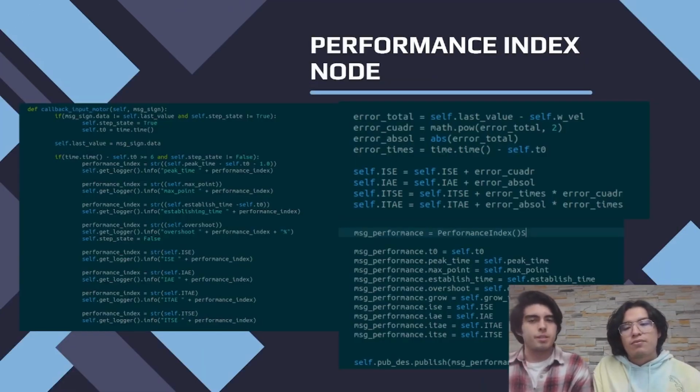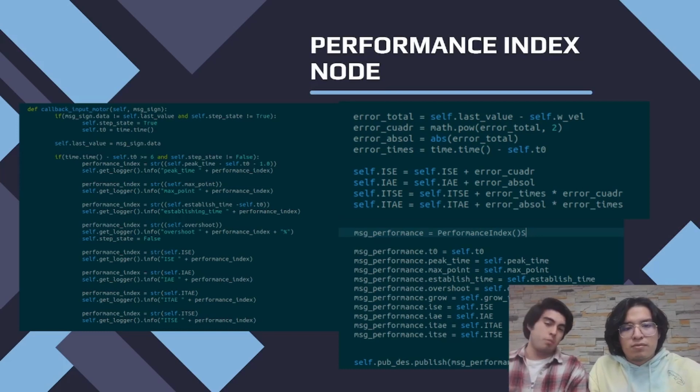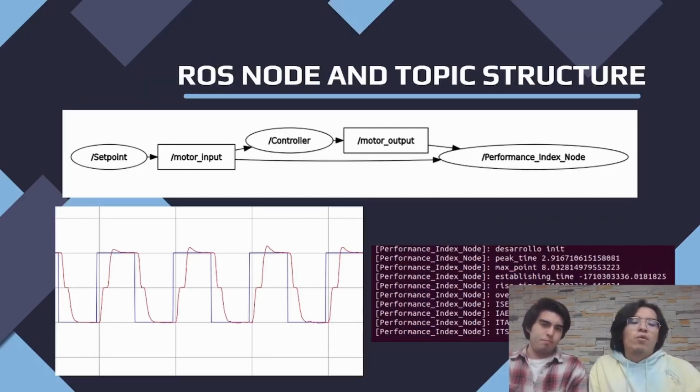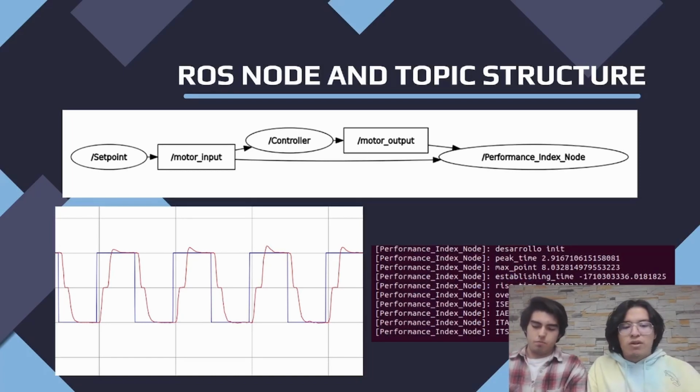After that, we decided to implement a performance metrics node, which would check how our motor was performing using different metrics, such as the total error, the ISE, the IAE, the ITSE, and ITAE, as well as its peak time, settling time, overshoot, and other control metrics to see how our control was performing. In the end, we ended up with a fairly decent model with really no room for error in our model.